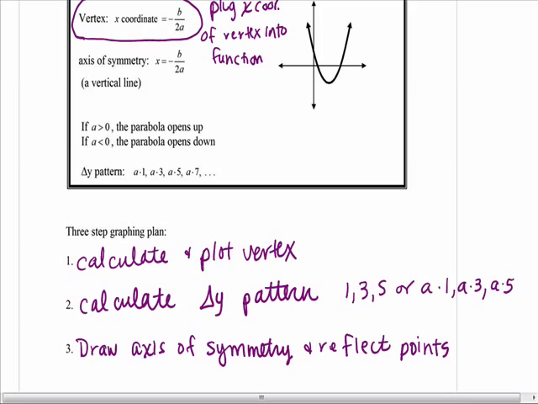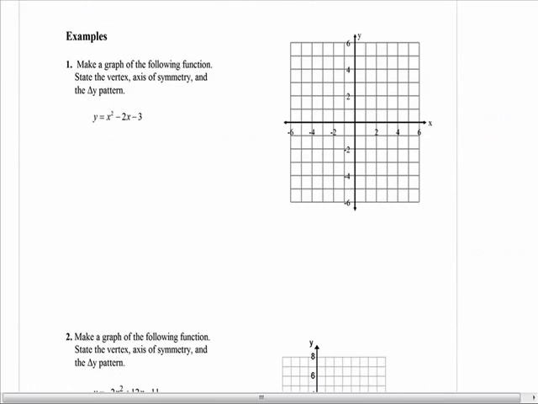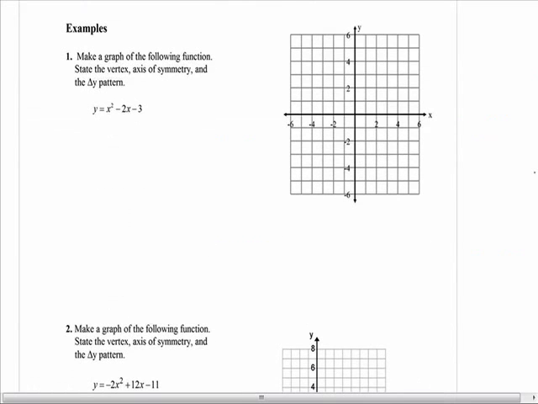Okay, let's go ahead and look at the first example. Your directions say make a graph of the following function, state the vertex, the axis of symmetry, and the delta y pattern. Well, our step one that we just listed was to find the vertex. So we're going to take this formula, x equals the opposite of b over 2a. Now, where the negative sign is doesn't really matter. If you end up with two negatives somewhere in the fraction, you know the whole fraction is positive.